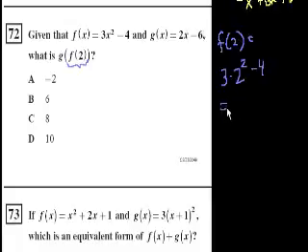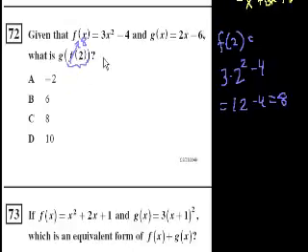So what's f of 2? I don't know if you can read. Yeah, you should be able to see that color. F of 2, wherever you see an x, you replace it with a 2. So that equals 3 times 2 squared minus 4. 2 squared is 4, times 3 is 12, minus 4 is equal to 8. So f of 2 is equal to 8.